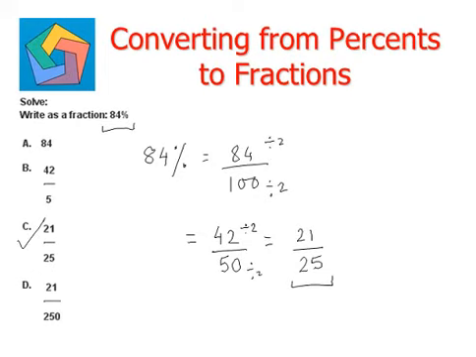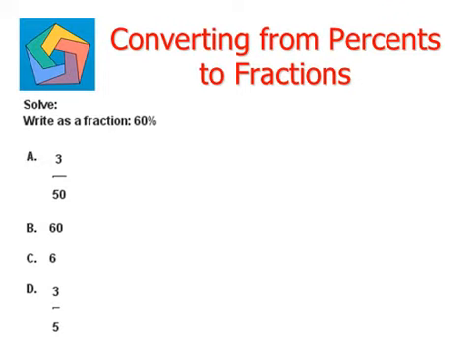Let's try another example. Solve, write as a fraction, and we're given 60%. By now I think the rule is clear to us. 60% is nothing but 60 divided by 100. The percent goes and the 100 comes in. Now the next step is to reduce it to simplest form.